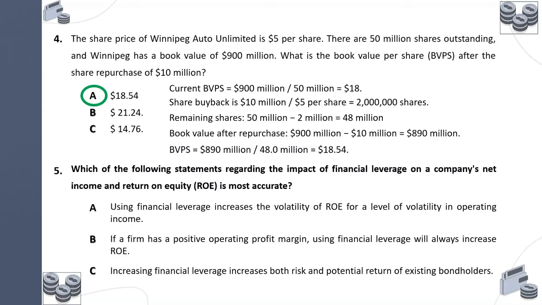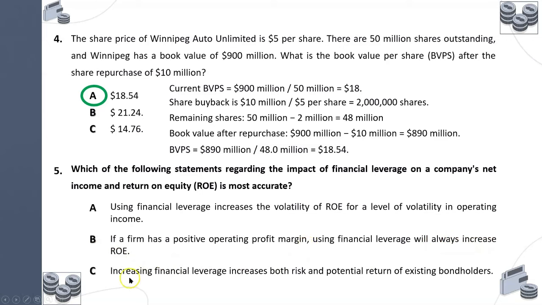So with any change in sales or revenue, the volatility of return on equity year over year will be very high, because any change will lever the impact, keeping the volatility in operating income constant. This looks okay, but let us see, maybe there is a more accurate one. If a firm has a positive operating profit margin, using financial leverage will always, no, not will always, increase the return on equity, because a small margin may also result in a loss.